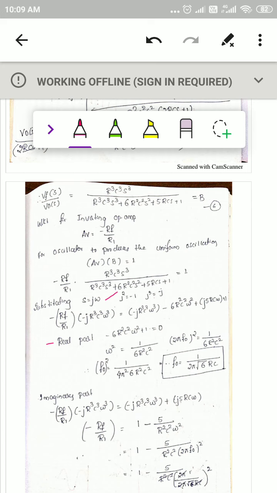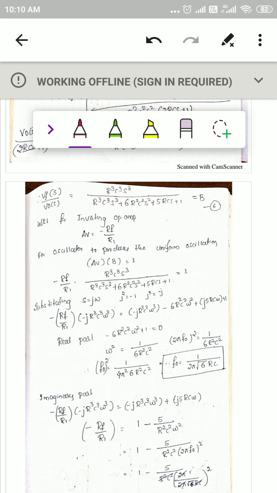So R cube C cube s cube, it is s is equal to j omega. So j cube is minus j, so it is j minus j R cube C cube omega cube. Similarly, this is multiplied this side, okay, and you will get this equation equal to this one. Now take out the real part in this particular equation.